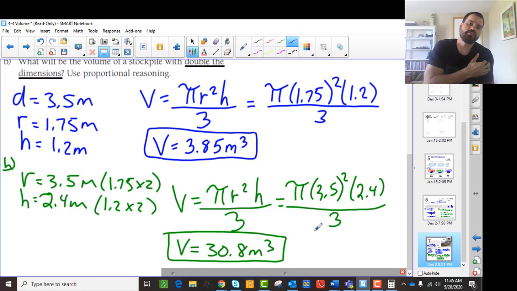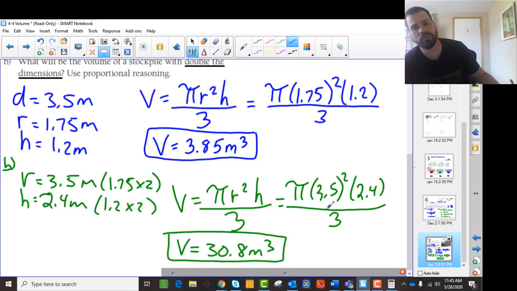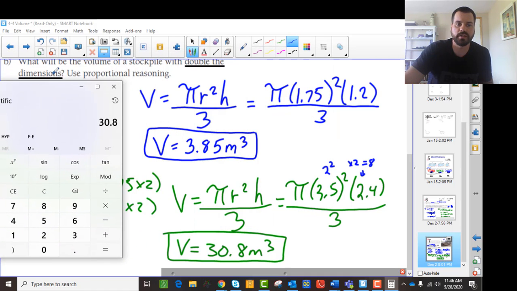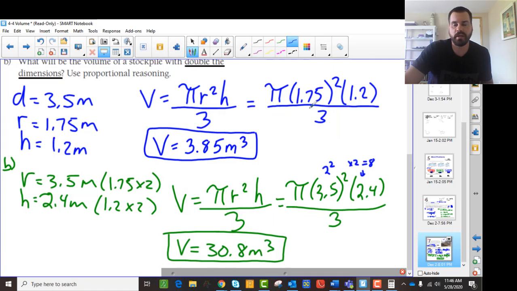Now it's said to use proportional reasoning, and you can kind of think about this. If you double this, 2 squared, because I'm doubling this number, so I'm going 2 times 1.75. So 2 squared and then another double here times 2, that's actually 8, right? So if I take 8 and multiply it by 3.85, I'll get 30.8 as well. So you can kind of look at it as a proportion. In other words, if I double the radius, I'm actually multiplying by 4, 2 squared. And if I double the height, I'm multiplying by another 2. So I'm multiplying this volume by 8 to get that volume. That's another way of looking at the question.